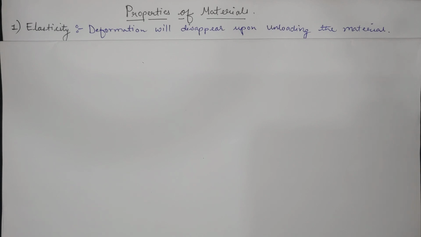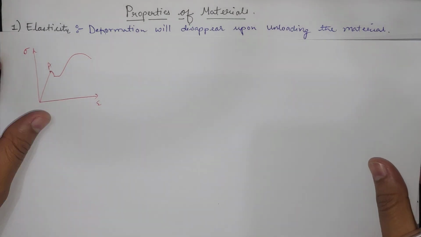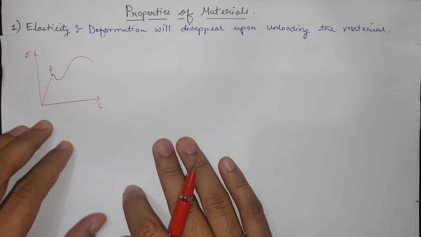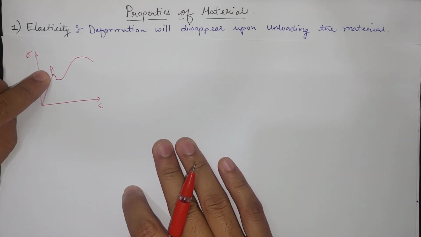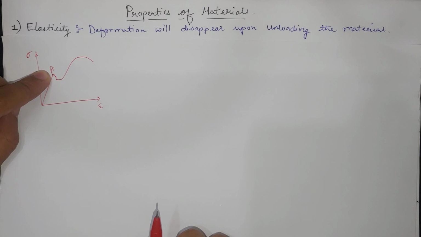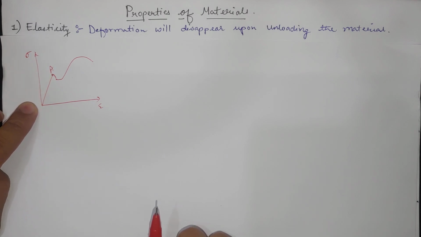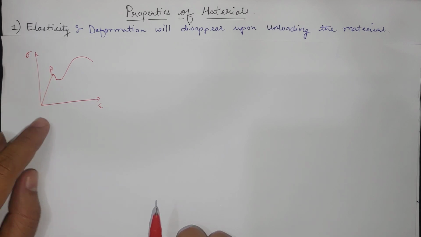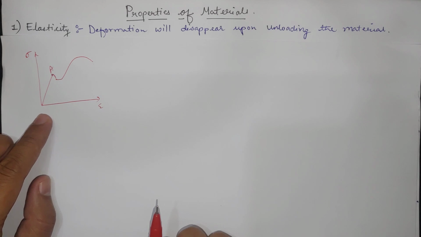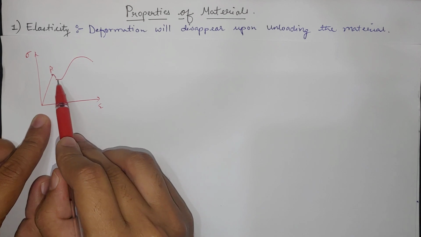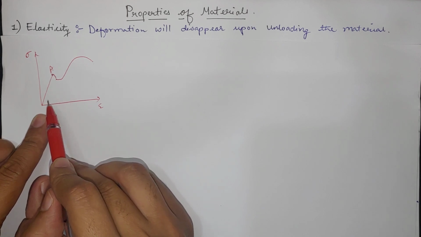It's a property where deformation will disappear, meaning once we load the material it will deform, and the deformation will disappear upon unloading due to the property called elasticity. So if we see the stress strain diagram, when we start deforming it up to the elastic limit, if we unload it, it will regain its shape. This property of the material is called elasticity, due to which it regains its shape. Upon deforming it further, it will take another path, but it will still have some elasticity.